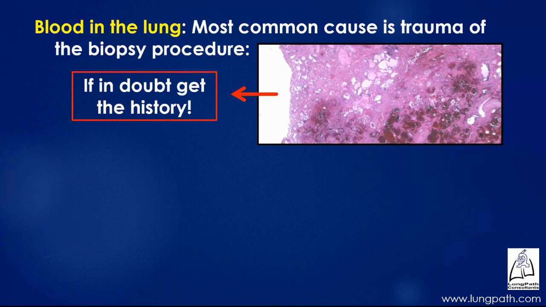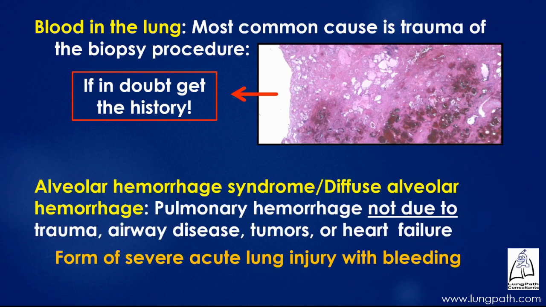Now, you can look histologically and sometimes determine if it's alveolar hemorrhage or not, but it's actually quite simple just to get the history, because you're going to do that anyway, and find out if alveolar hemorrhage is a reasonable thought. An alveolar hemorrhage syndrome, or diffuse alveolar hemorrhage, is pulmonary hemorrhage that is not due to trauma, airway disease, tumors, or heart failure. In other words, it's not due to the common causes of bleeding.